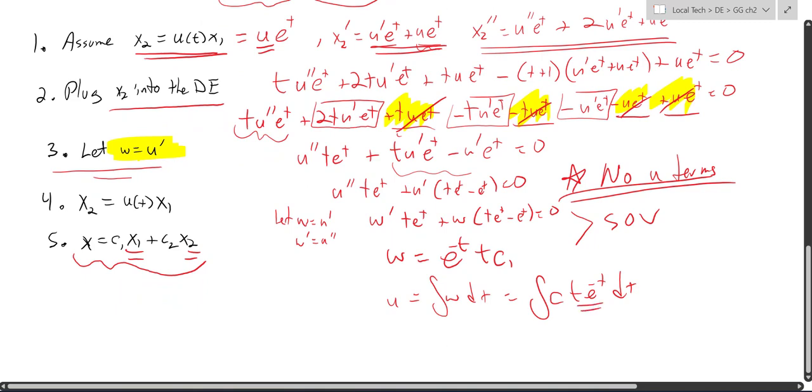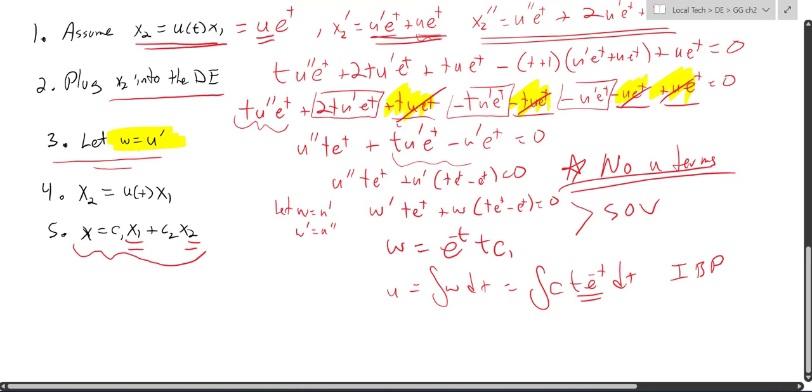Once again, we're going to skip a little bit of work here, which you can verify in your own time, but we'll do this integration by parts. And it's a pretty straightforward integration by parts problem. And when we do that, we'll get our value of u, which will equal some constant times the quantity, negative e to the negative t minus t e to the negative t.